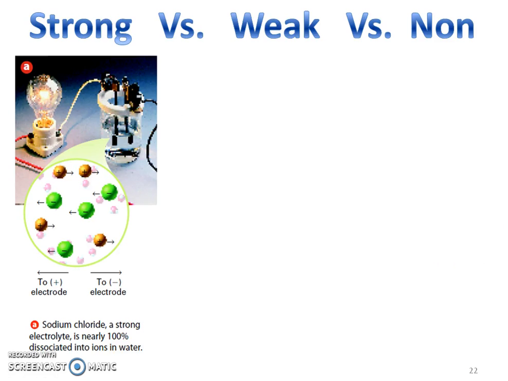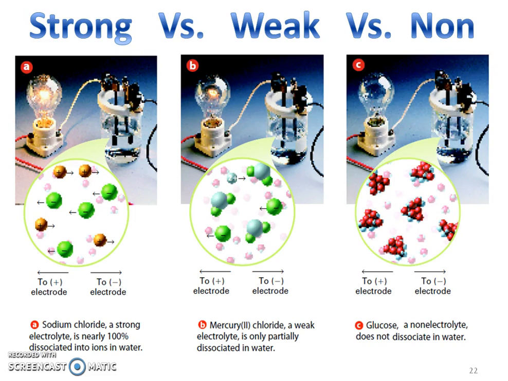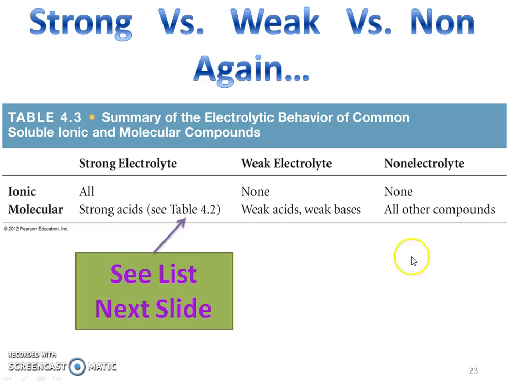So again, strong, light, very bright. Weak, you're going to see a light bulb go off, but not as strong, on a dim level. And a non-electrolyte, there's not going to be any light bulb going off at all. So again, you want to notice what's considered strong electrolyte, what's weak electrolyte, what's non-electrolyte.